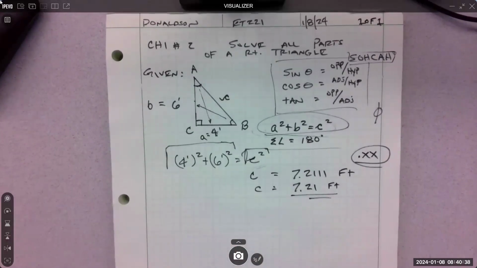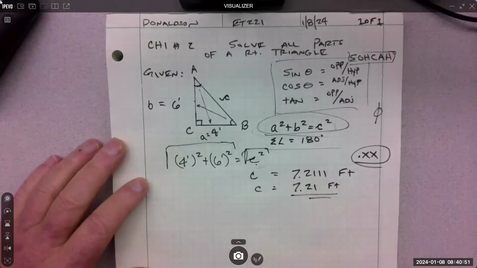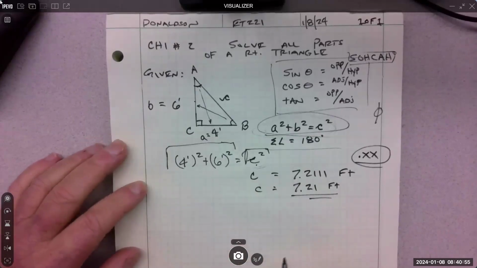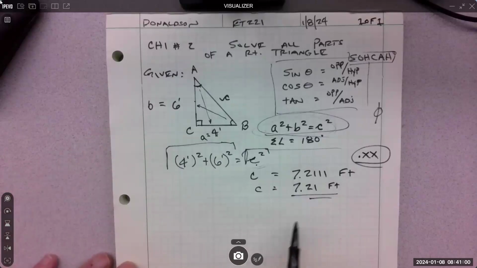right? Your unit analysis will save you when these problems get difficult, because you should know what unit you're trying to get. Like, okay, we're calculating a side, right? We should end up with feet or a length. And if you're not ending up with that from your unit analysis, then something's wrong. There's a mistake in there somewhere. So really important that you keep your units within the equation.